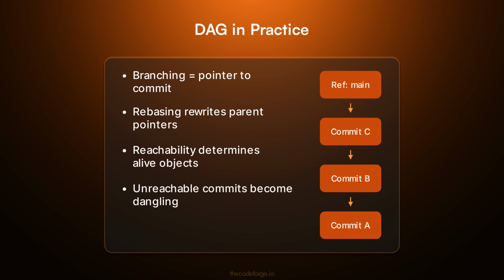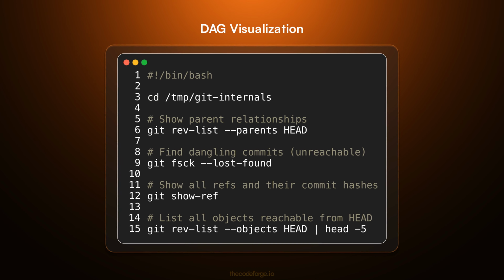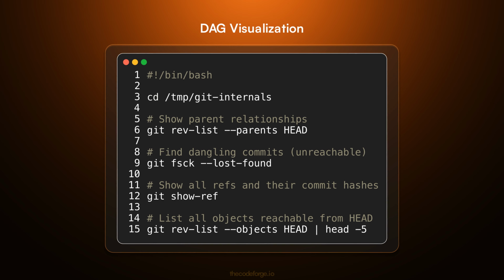Rebasing rewrites history by creating new commits with new parent pointers. The old commits become unreachable and eventually garbage collected. We can inspect parent relationships with git rev-list --parents, find dangling commits with git fsck --lost-found, and list all objects reachable from HEAD. This helps understand the DAG structure.